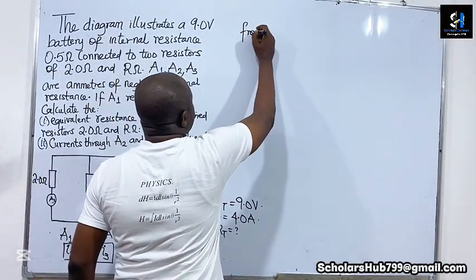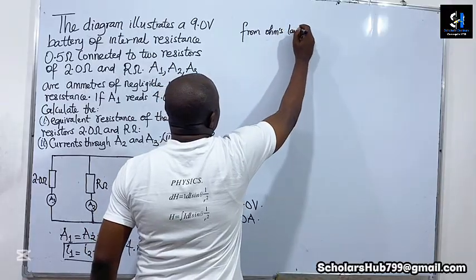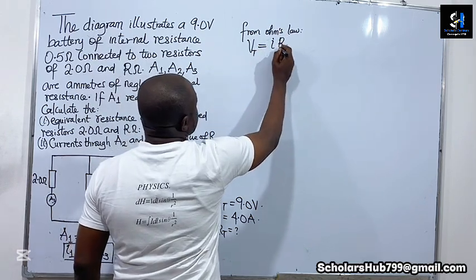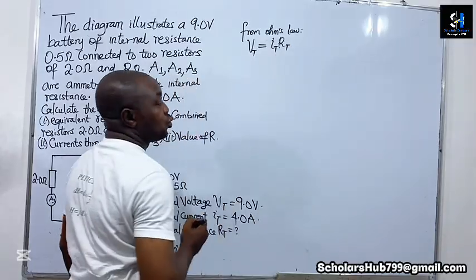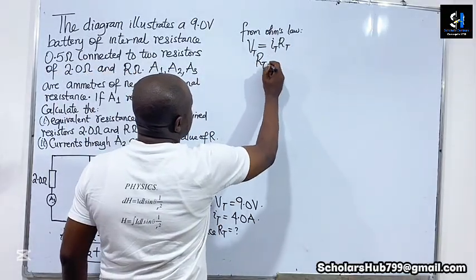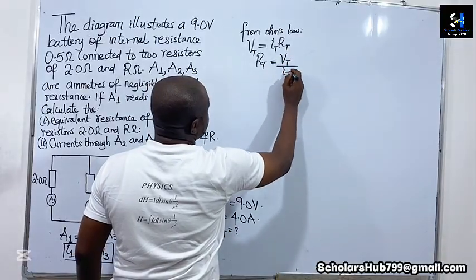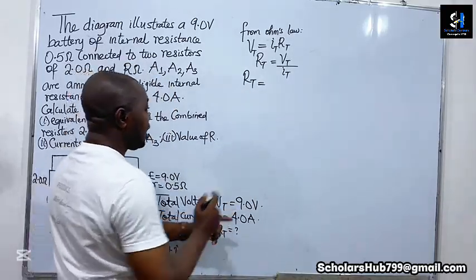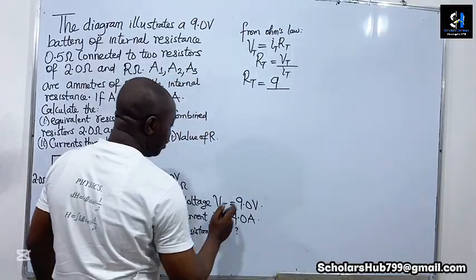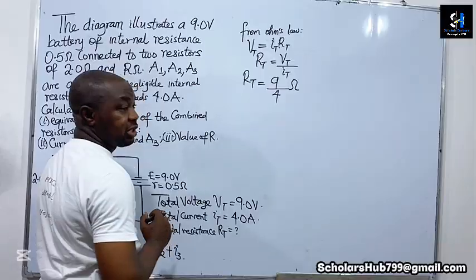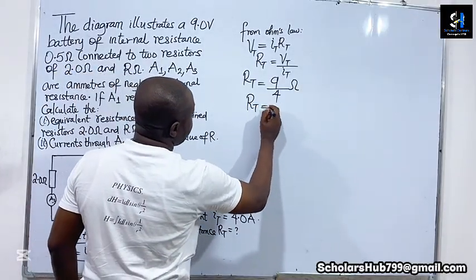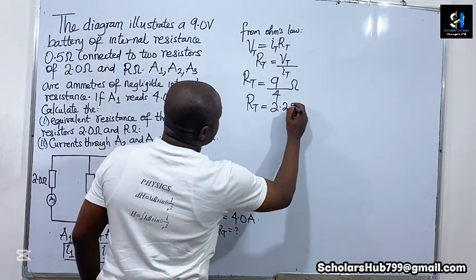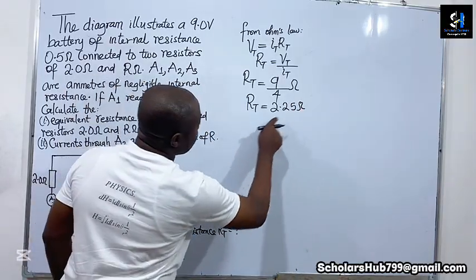From Ohm's law, we know that voltage is equal to I times R. So total voltage will be equal to total current multiplied by total resistance. When we make total resistance the subject of the formula, we have total voltage divided by total current. So the total resistance will be equal to 9 volts divided by the total current, which is 4. Let's not forget that the unit of resistance is ohms. So this will be 9 divided by 4, which is 2.25 ohms. So this is the total resistance.